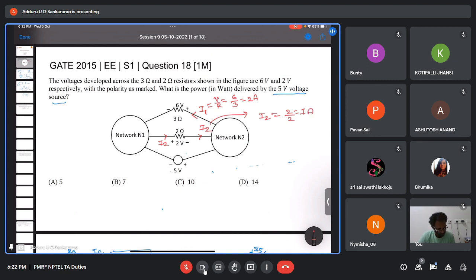Now what is the current here? Since they asked in the question what is the power delivered by the 5 volt source, we can see it in the question. They asked power delivered by 5 volt source. Since it is delivering, what will be the direction of the current in the 5 volt source? Since the source is delivering power, the current leaves from the plus terminal, that is I3.